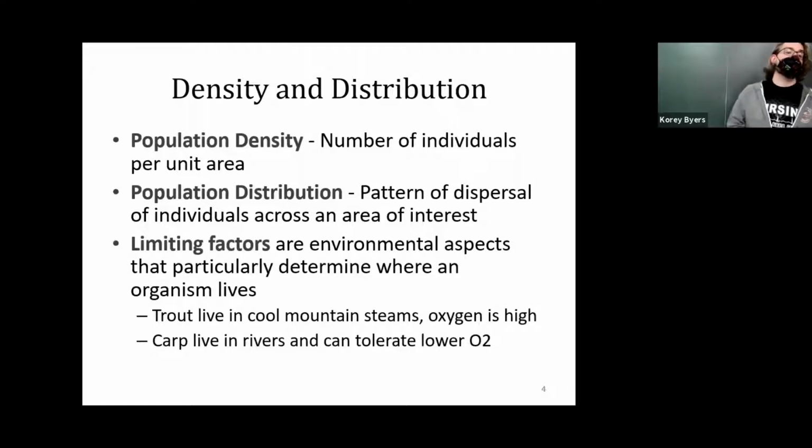Whereas organisms like carp tend to live wherever. They can live in warmer rivers, downstream rivers, areas with lower oxygen, not quite hypoxic, but still in lower areas that you wouldn't expect. Or things like catfish that can even go without water for a given amount of time.